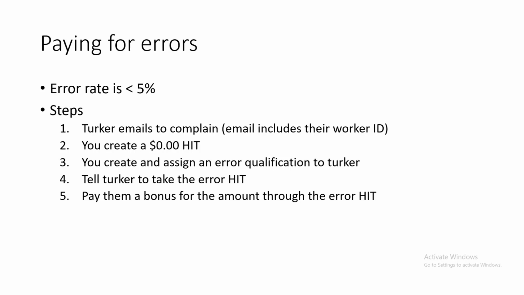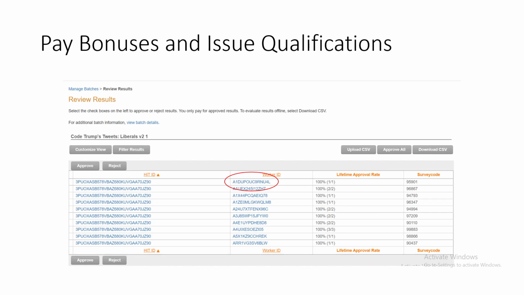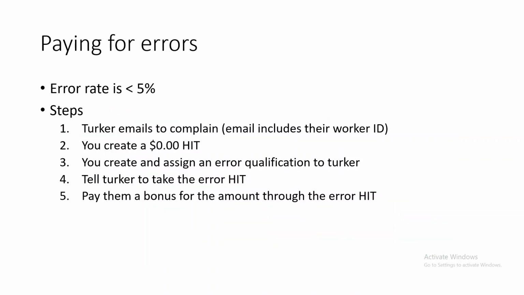just an empty hit with nothing in it. You assign that person an error qualification, assign that Turker, and tell that Turker that they can take this $0 hit. With the hit, you want to require that they have that error qualification. Tell them to take that hit. They take that hit. Then you go in here. You'll see that worker finished the hit, and you'll pay them a bonus in the same way that you pay them bonuses for everything else.